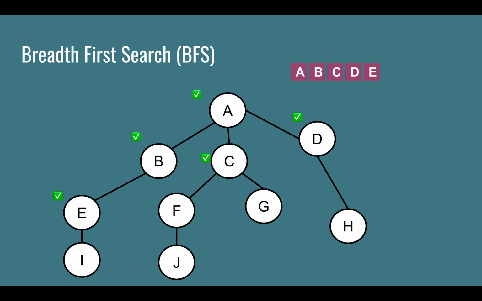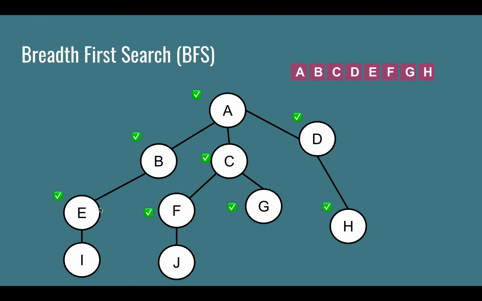Then we will look at the adjacent nodes of C. So C has three adjacent nodes A, F and G. So here A is again visited, so we will be visiting only F and then G. Then we will look at the adjacent nodes of D. So D has two adjacent nodes A and H, so we will be visiting only H because A is already visited. So I am adding H to the traversal sequence.